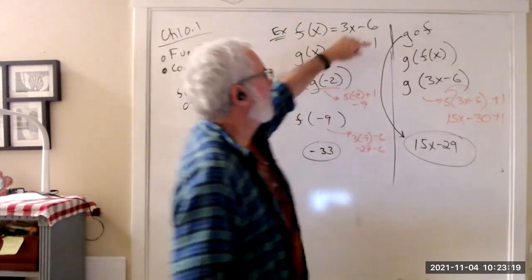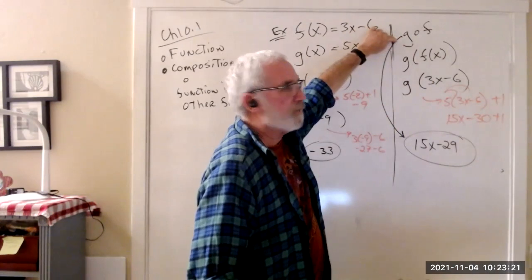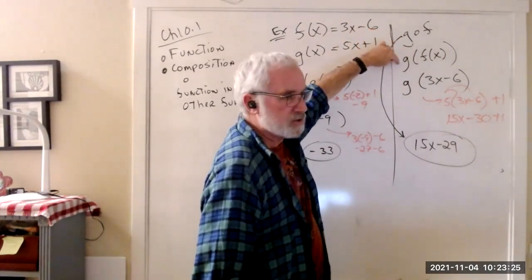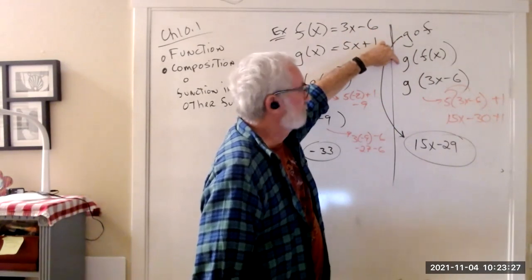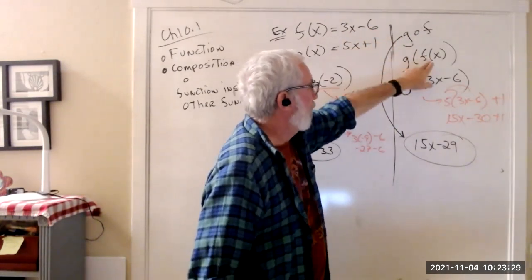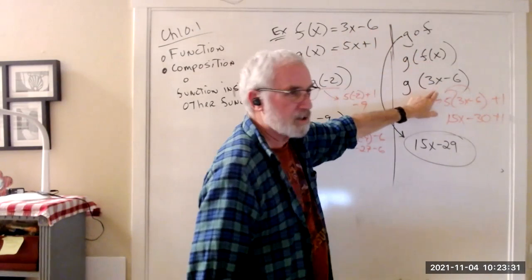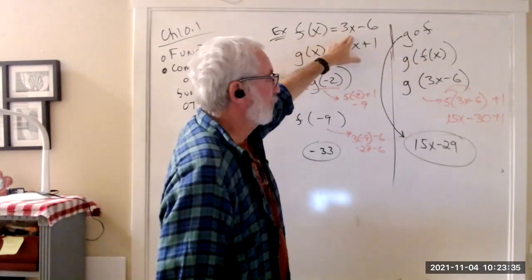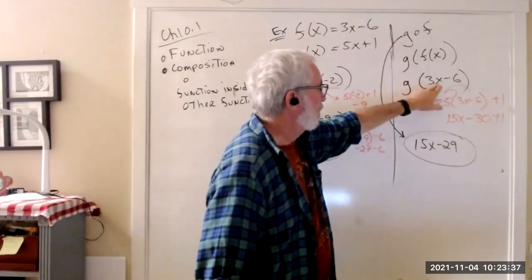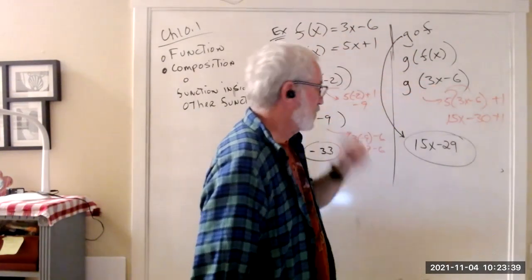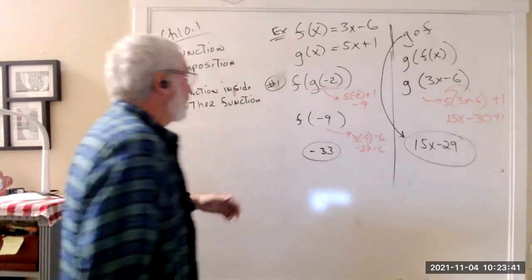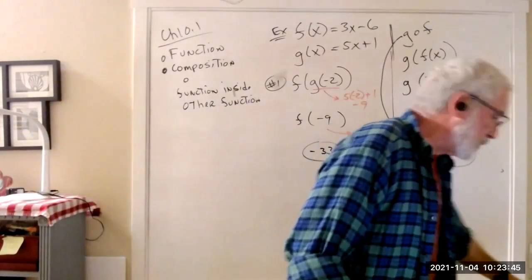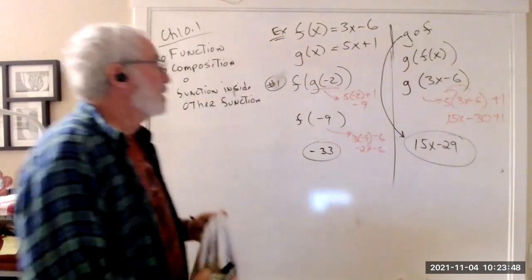Again, G circle F, you have to know it means G of F of X. So I replaced F of X with what it's worth. F of X is the same as 3x minus 6. And then I plug the 3x minus 6 into the G function. Okay, I'm going to do one more. I'll let you do one more. Any questions before we do one more?